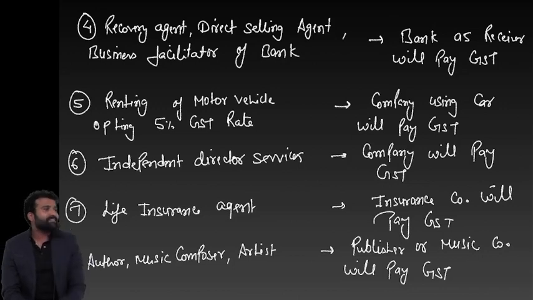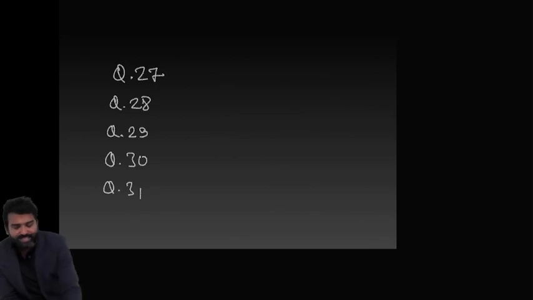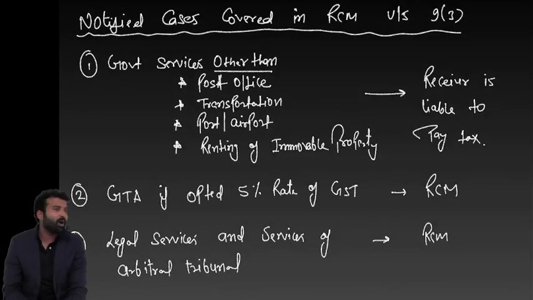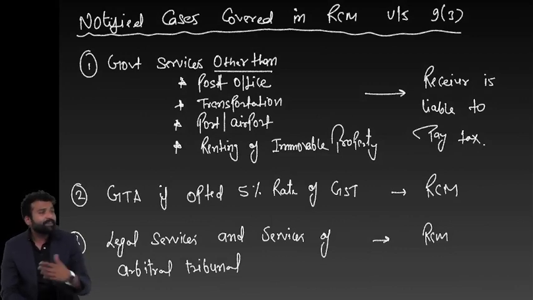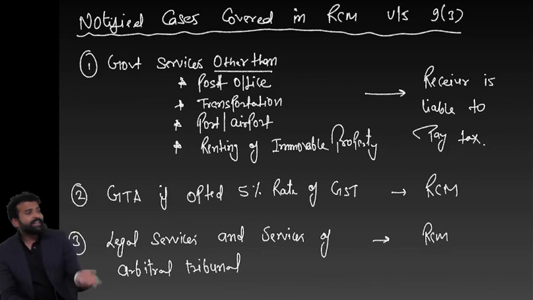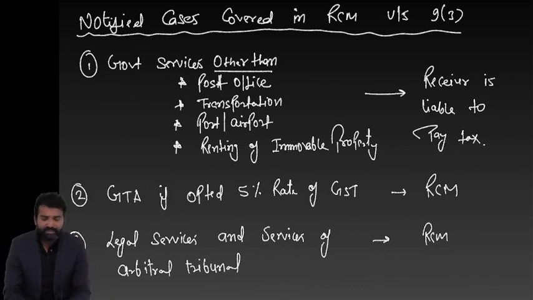RCM on GTA services is 5%. Okay, I am talking about the 5% rate. If GTA is going for 12%, now there is no RCM. RCM will be applicable if the GTA is opting for the 5% without ITC option. If it is the 12% with ITC option, then the normal charge will be applicable. RCM will not be applicable. RCM will be applicable if the GTA has opted for 5% without ITC.